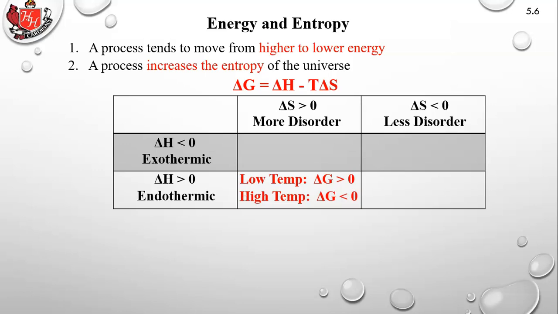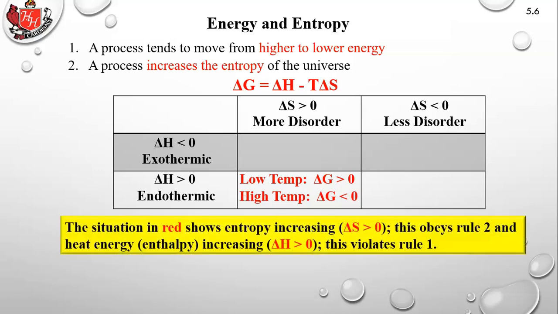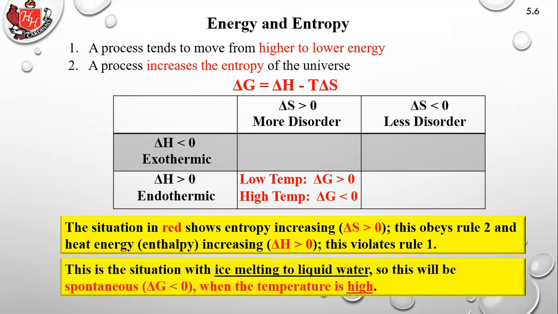So when does that happen naturally, spontaneously? That is, when is delta G less than 0? It's when you have a high temperature. High temperature will make ice melt into liquid water. It will not happen at low temperature. That's delta G greater than 0, so that won't happen spontaneously. So the situation in red shows entropy increasing. This obeys Rule 2, and heat energy increasing. This violates Rule 1. This is the situation with ice melting to liquid water, so this will be spontaneous, delta G less than 0, when the temperature is high.